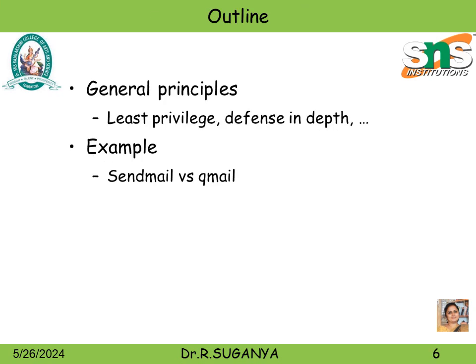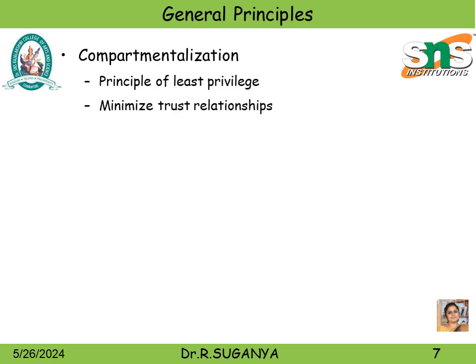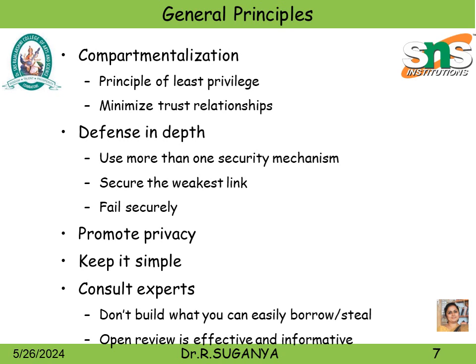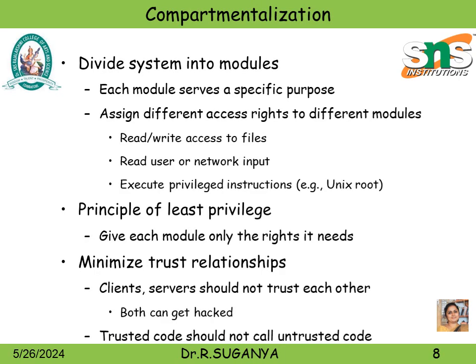General principles: least privilege, defense in depth. Example: Sendmail versus Qmail. General principles: compartmentalization, principle of least privilege, minimize trust relationships. Defense in depth: use more than one security mechanism, secure the weakest link, fail securely. Promote privacy, keep it simple, consult experts. Don't build what you can easily borrow or steal. Open review is effective and innovative.